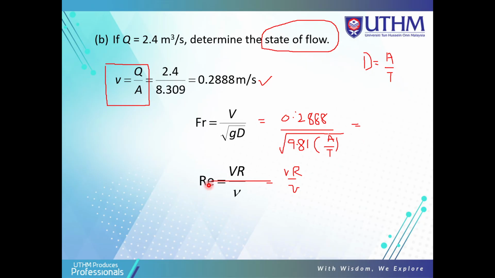Using the Reynolds number, you get the value to find whether the flow is laminar, turbulent, or transitional. And using the Froude number, you get whether it is supercritical, subcritical, or critical. So you try to calculate again and find the value of this state of flow.